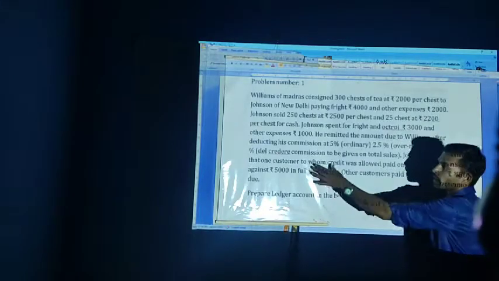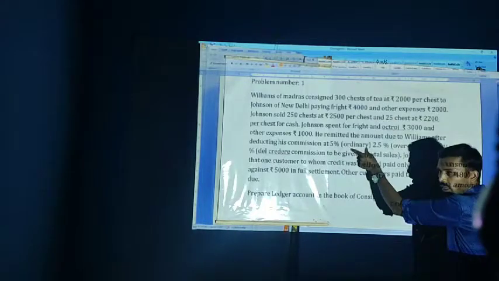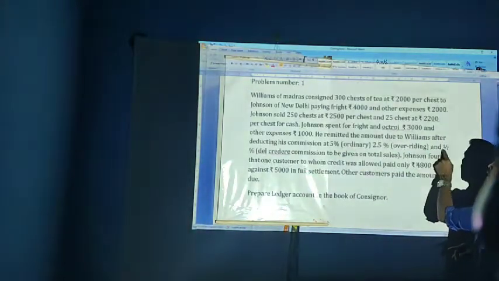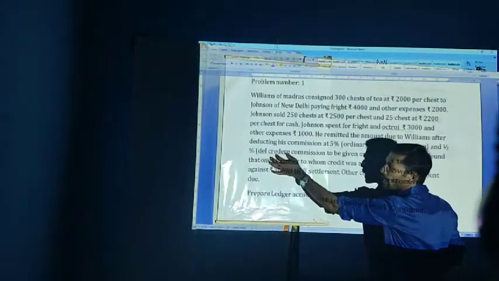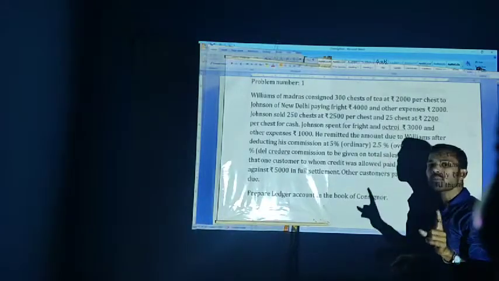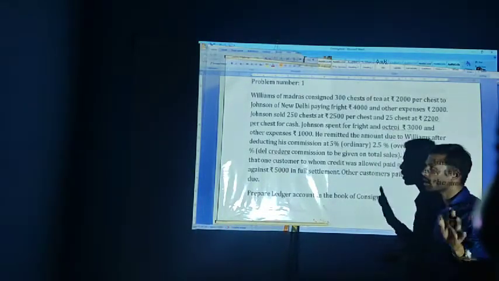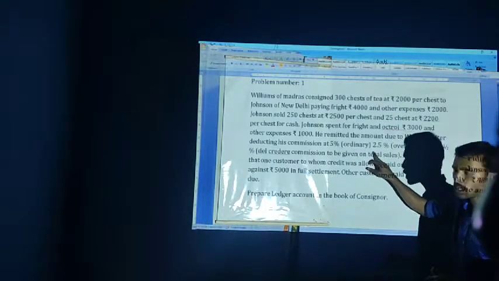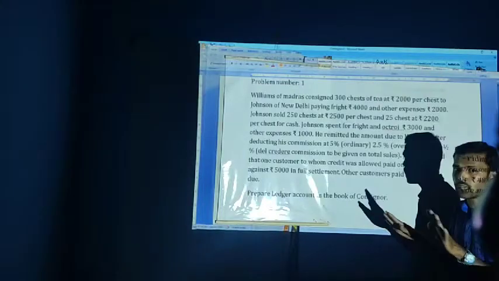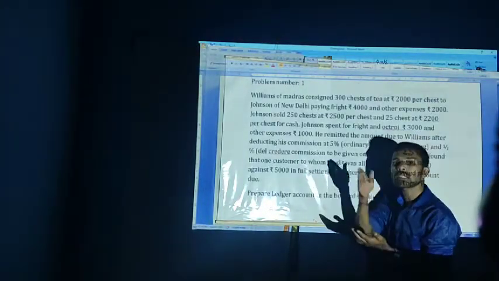Right. Deducting his commission at 5% ordinary commission, 2.5% overriding commission, and half percent del credere commission to be given on total sales. At the time of explaining commissions, I explained how to calculate them. Ordinary commission on total sales, del credere commission on total sales if they are not given any information, and overriding commission on the surplus amount realized.